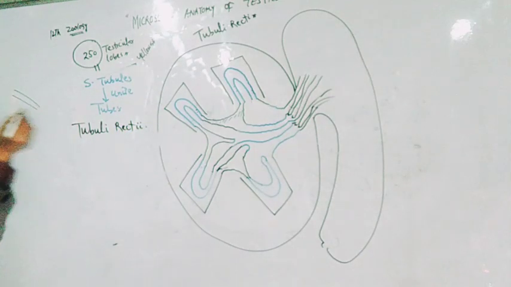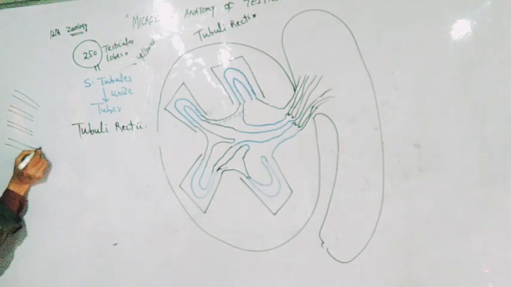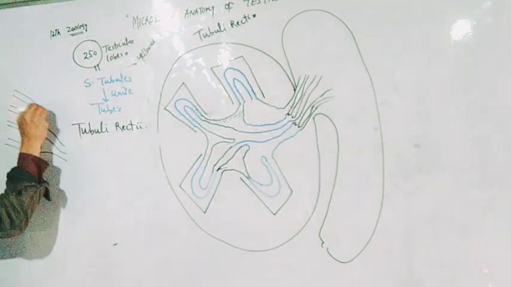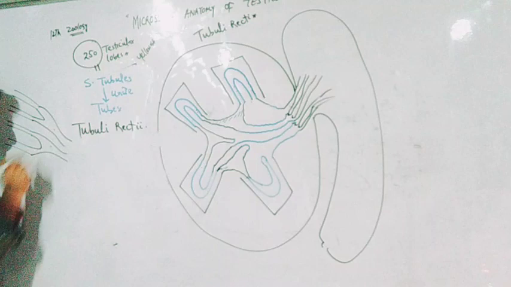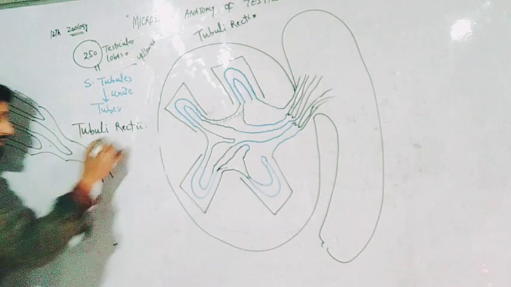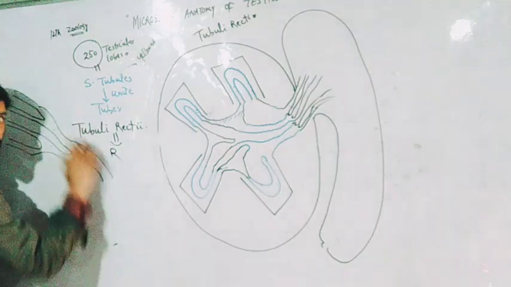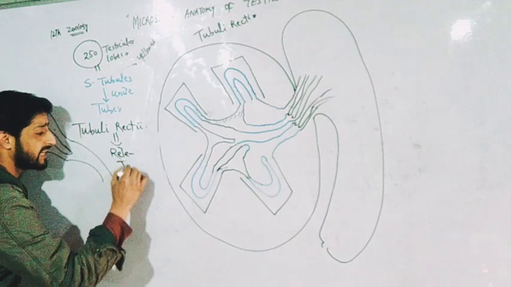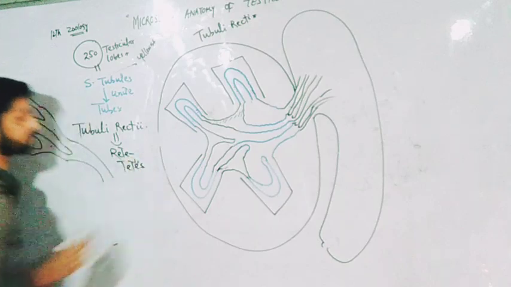Let us suppose one seminiferous tubule, second, third, fourth. These seminiferous tubules join together and form a network of larger ducts. This network of larger ducts is known as tubuli recti. These tubuli recti then join together and form another network of wider tubes, that is the rete testis.